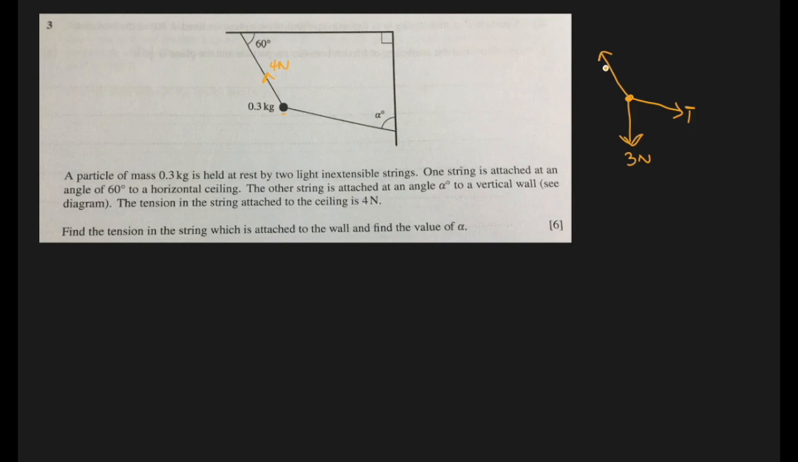4 Newton. It is 4 Newton in this direction. Any other force? No. The weight and 2 tension, they are the only forces here. But only this weight is vertical, others are inclined. So we should change them to their components.